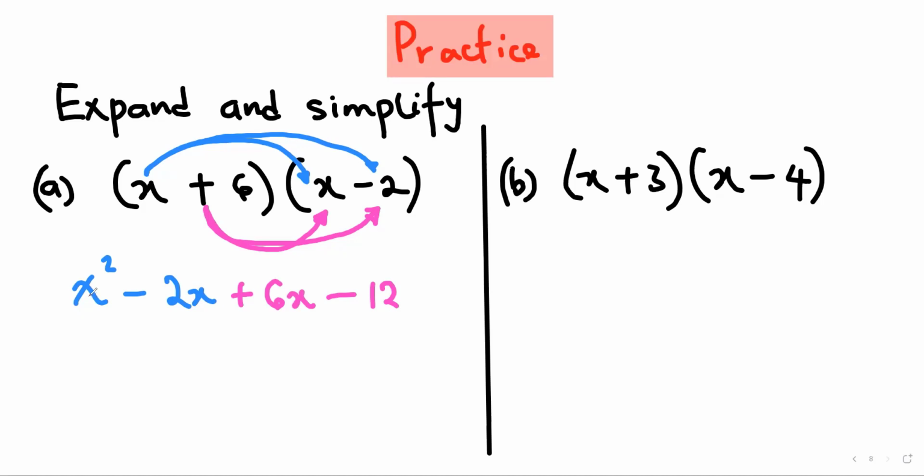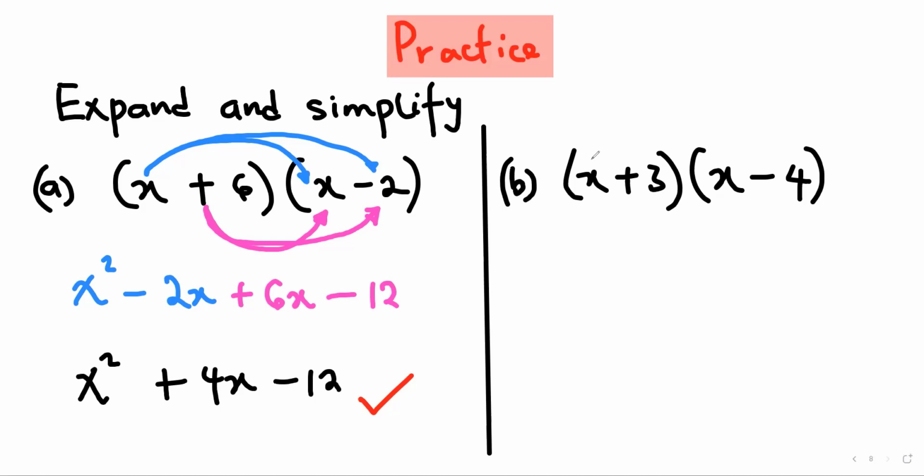We start with x squared. It stays unchanged. And now we have minus 2x plus 6x. What's it going to be? It'll be plus 4x. Good. And then we have left minus 12. So put it this way. Now, is this where you go for your answer? Yeah. Excellent. And next we go for the second question.